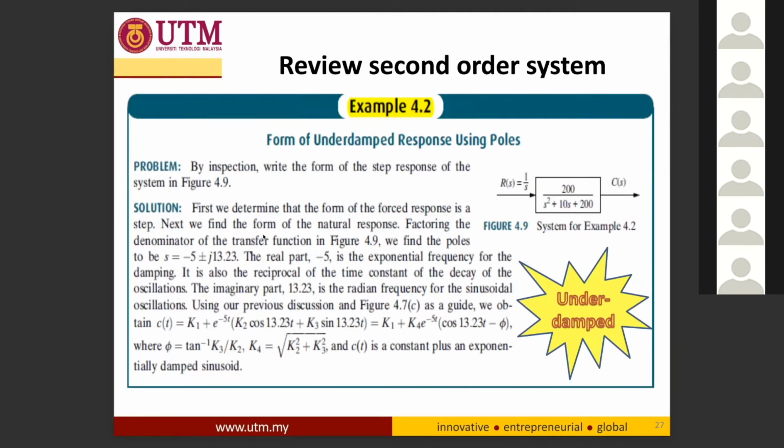So you are given here, for an underdamped response, poles here, by inspection write the form of the step response of the system in figure 4.9. Okay, so if you look here, we write the program for the response. So C over R is 200 over S squared plus 10S plus 200. Okay. So we observe the response by using MATLAB.